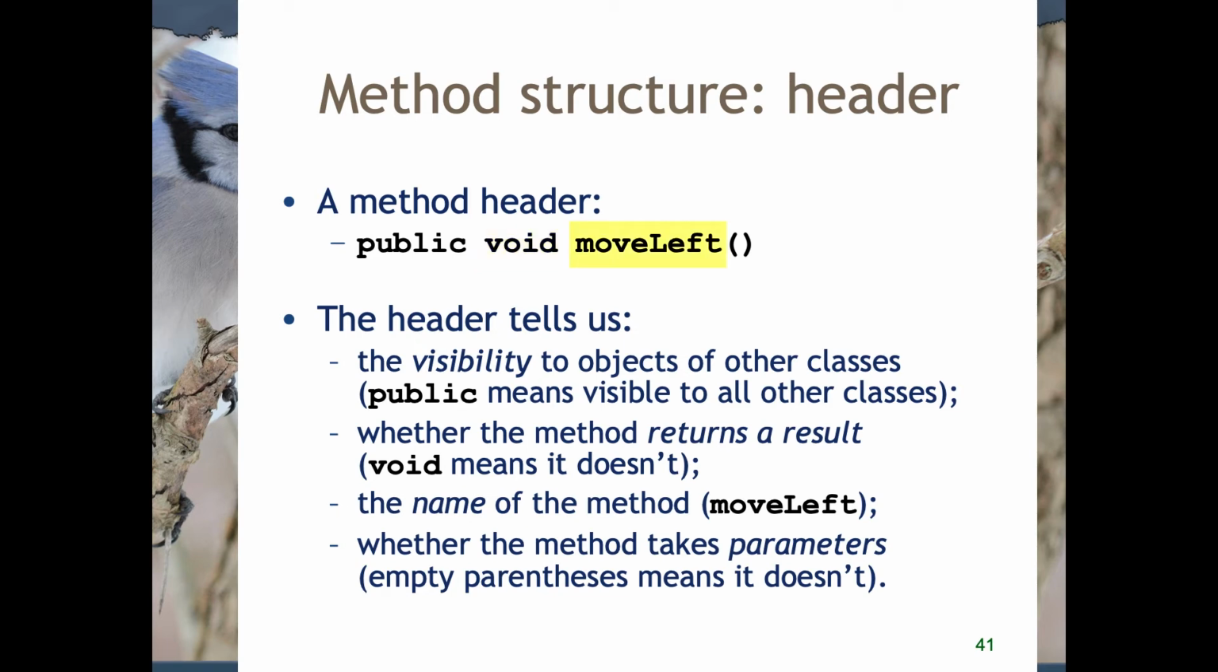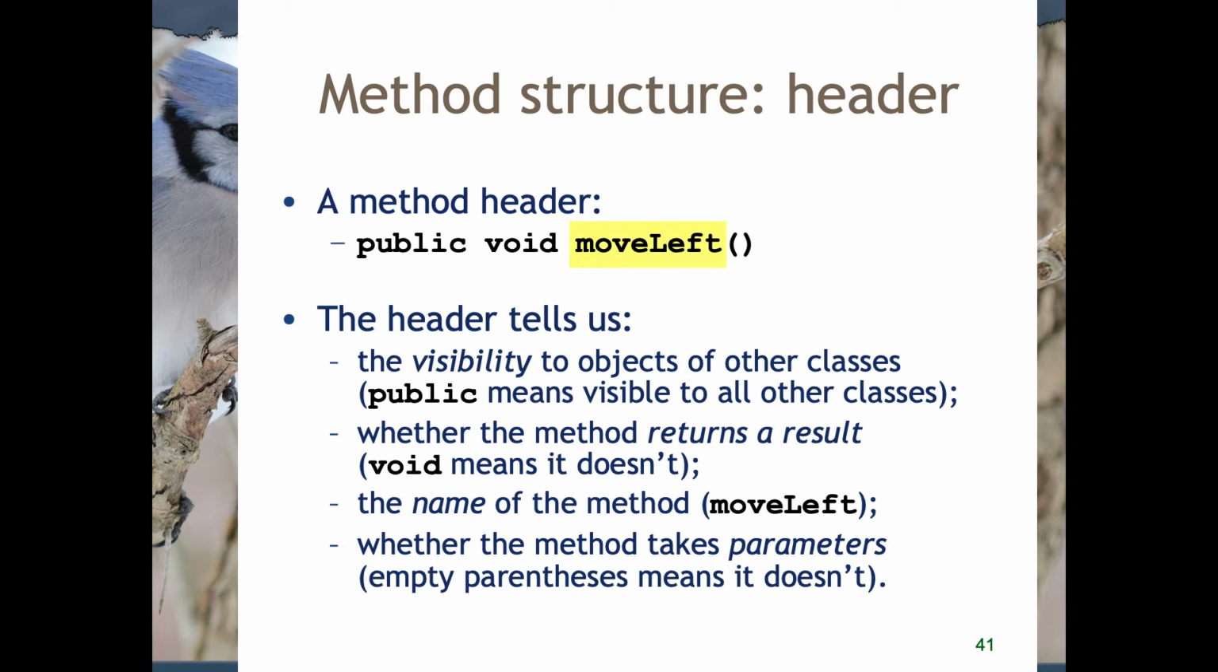The third element of the header is the name of the method, and we've chosen a name that clearly relates to its purpose. You might notice that we've started the name of the method with an initial lowercase letter, and that's a convention that we'll follow throughout this course. We'll always start method names with an initial lowercase letter, and that's a convention you should aim to follow because that's what Java programmers do.